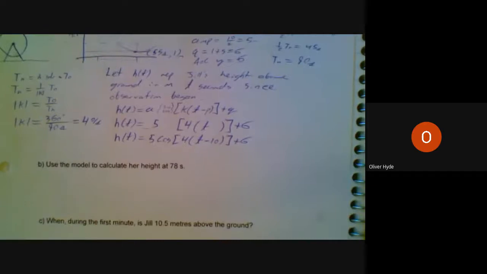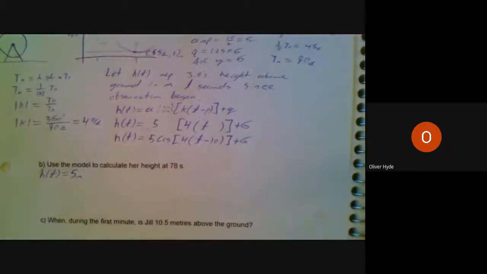All right, for part B, I want to show you what this looks like with all of our units in here. Let me rewrite h of t. H of t is, so 5 was the amplitude. That was the radius of the Ferris wheel. That means it's measured in meters. That was the difference between 11 meters and 1 meter, which was 10 meters, divided by 2, which is 5 meters. Cosine doesn't have units.